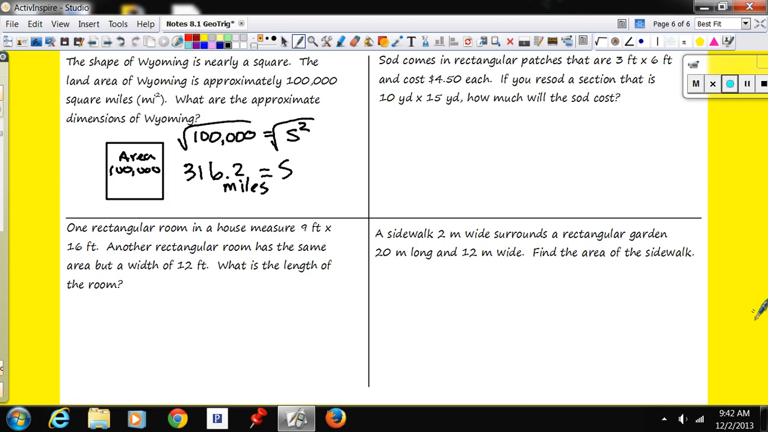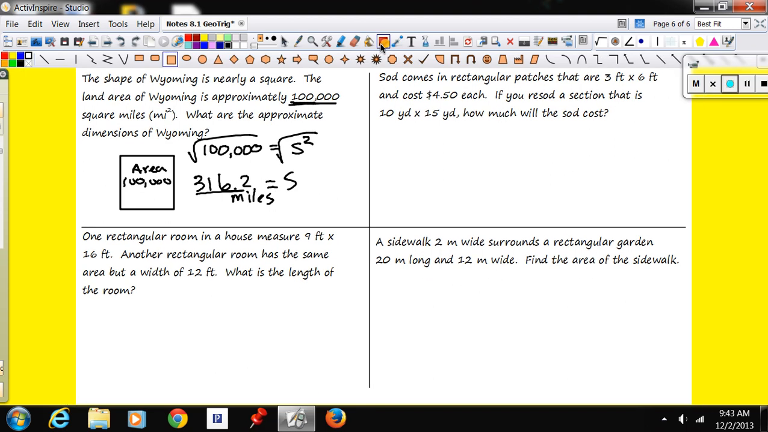The approximate dimensions is just because this 100,000 is not an exact number. So we square root that, you're going to get approximately 316.2 on each side. It's not an exact number. You might drive it in Wyoming, and you might get 320 miles, but it would be close.